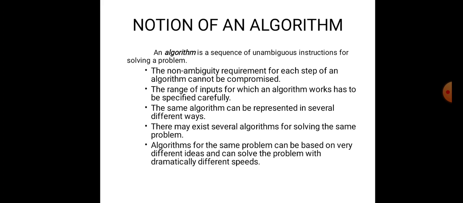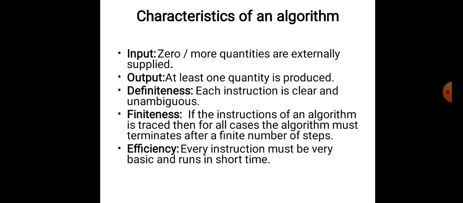Here we have a list of characteristics of algorithms. First characteristic, what will be the input? The input is zero or more quantities, externally supplied. What will be the output? At least one quantity is produced. And definiteness: each instruction is clear and unambiguous.